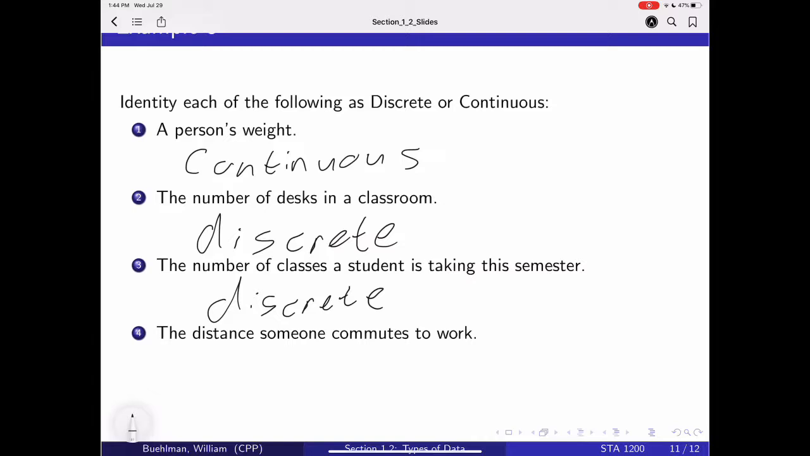The distance somebody commutes to work. So you leave your house, you get in your car, you go to work. Maybe it says it's 3 miles. Okay, but then you look it up on your phone and you see, oh no, it's 3.1 miles. And then you get some other instrument and you measure it and you figure out, no, it's 3.12 miles. Again, it depends on how accurate your instrument is for measuring. Since there are values between 3 miles and 4 miles, depending on how accurate your instrument is, that tells you this is continuous.